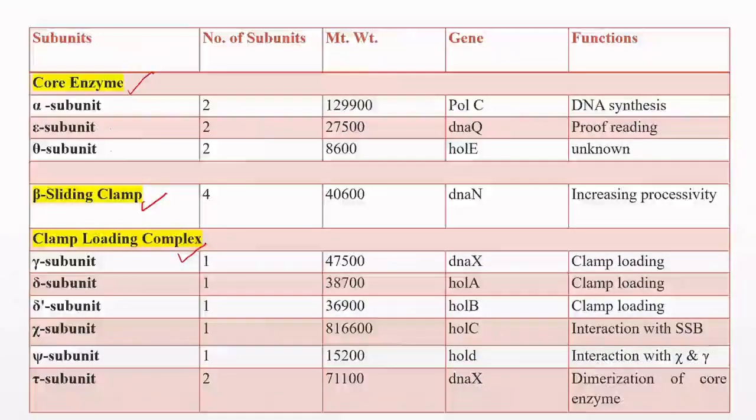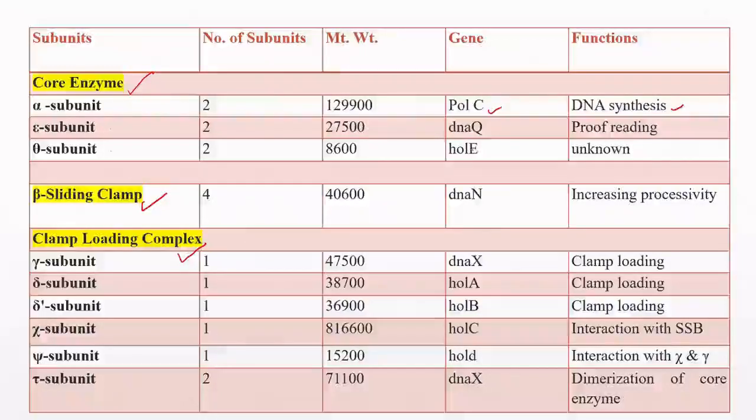The alpha subunit is encoded by the gene POLC and it is involved in DNA synthesis with 5' to 3' polymerization activity. Its molecular weight is 129,900 Daltons. The epsilon subunit has a molecular weight of 27,500 Daltons. It is encoded by the DNA Q gene and it has proofreading activity. The theta subunit has unknown activity. It is encoded by the Hol E gene.